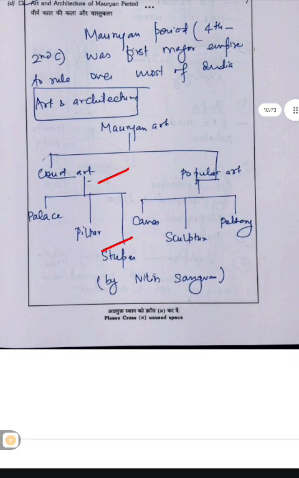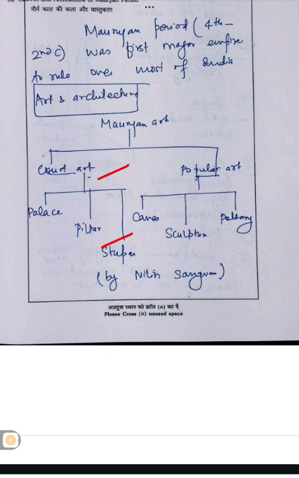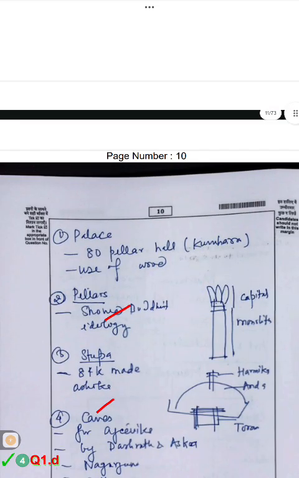Art and culture of the Mauryan period. The Mauryan period, 4th to 2nd century BC, was the first major empire to rule over most of India. Art and architecture: Mauryan court art, palace, pillar, stupa, PPS. Popular art: caves, sculpture, pottery, CPS by Nitin Sangwan.